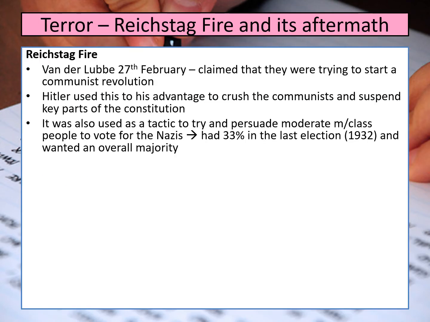The first method of establishing dictatorship that we're going to look at is going to be about terror. So we're going to start with thinking about the Reichstag fire and its aftermath. Now, this happened on the 27th of February 1933, and it is fiercely debated who actually started this fire. Some people say it was the Nazis because the fire was set in multiple places. Some people say it was just van der Lubbe, who was found at the scene of the crime. And other people claim that the Nazis knew what van der Lubbe was planning, but they allowed it to happen because it suited their agenda.